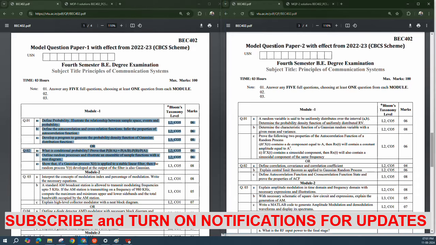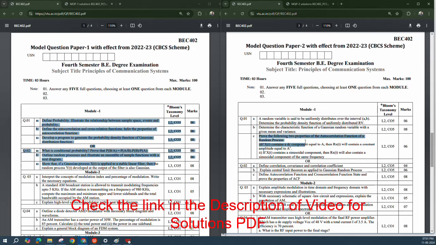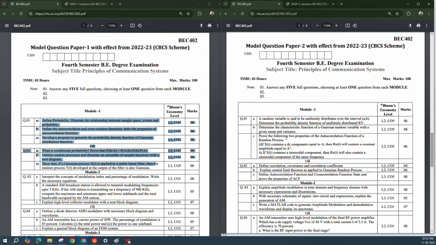If you see the model question paper 2, here is the first question: a random variable is said to be uniformly distributed over the interval a, b. Determine the probability density function of the uniformly distributed RV. And then determine the characteristic function of a Gaussian random variable with a given mean and variance. And prove the following two properties of autocorrelation function of a random process. These are the two properties you need to prove.